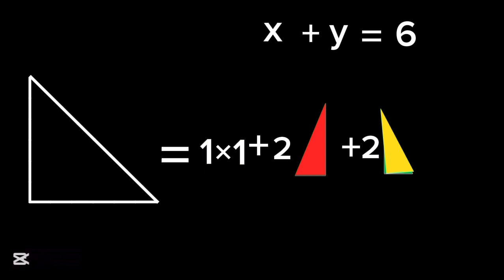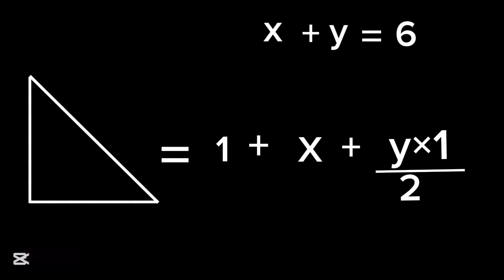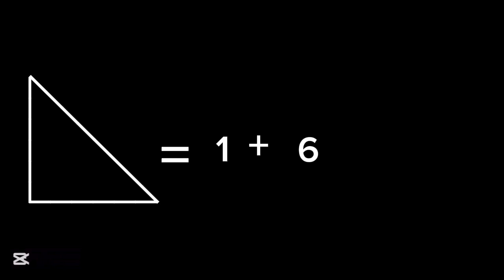is equal to 1 times 1 plus 2 times x times 1 divided by 2 plus 2 times y times 1 divided by 2 equals 1 plus x plus y equals 1 plus 6. Area of the right triangle equals 7 meters squared.